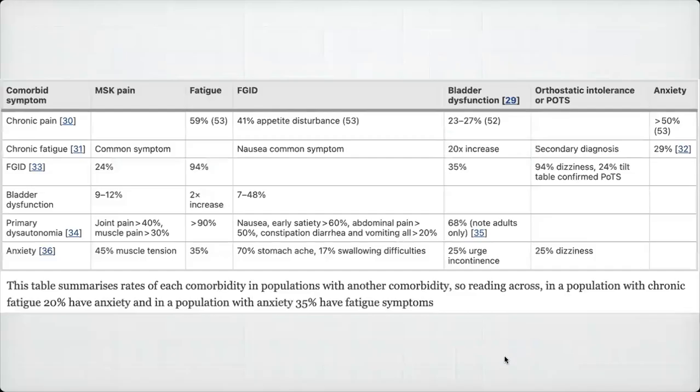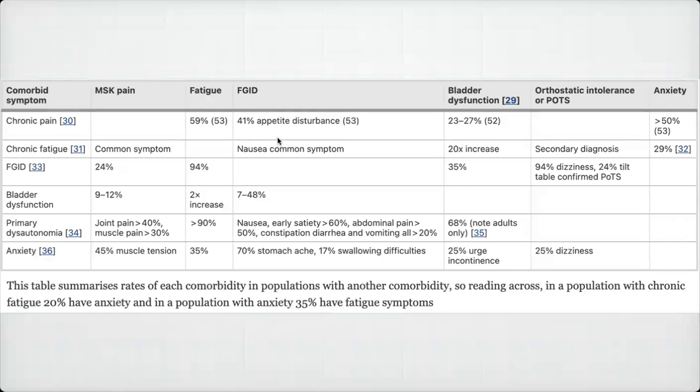I wanted to show you this from the research where this questionnaire was presented. They looked at comorbidities and comorbid symptoms. And what they found was very interesting: among children with, let's say, anxiety, 35% reported fatigue. And among children with chronic fatigue, 30% reported anxiety. So this table purely reflects how comorbidities exist in populations with another comorbidity, and it's important to recognize them.